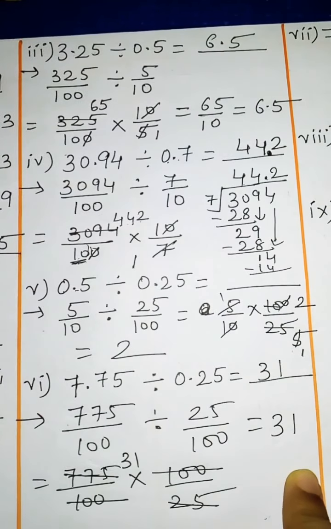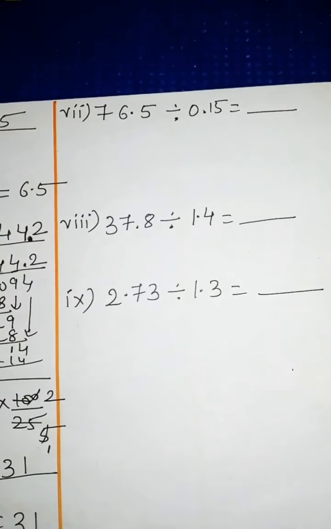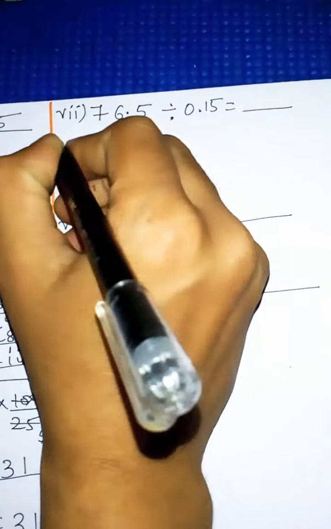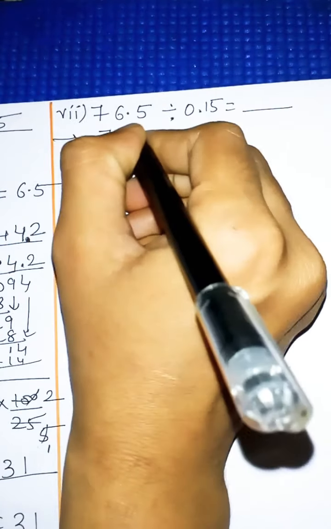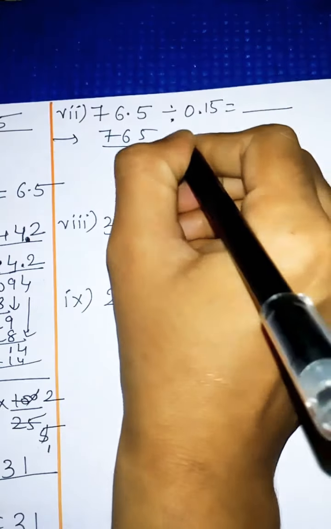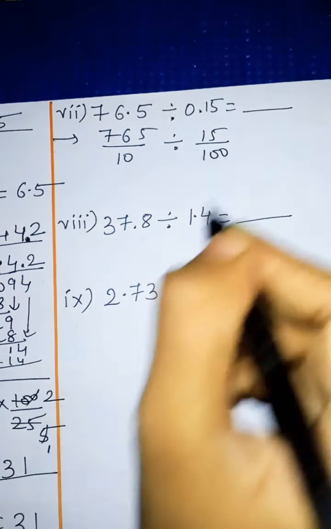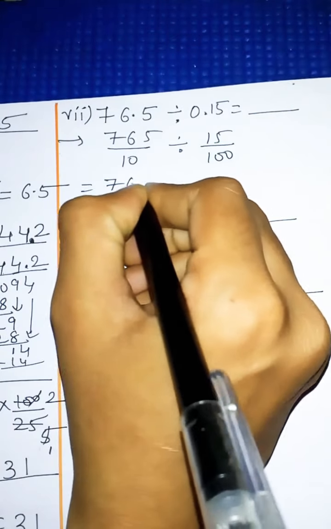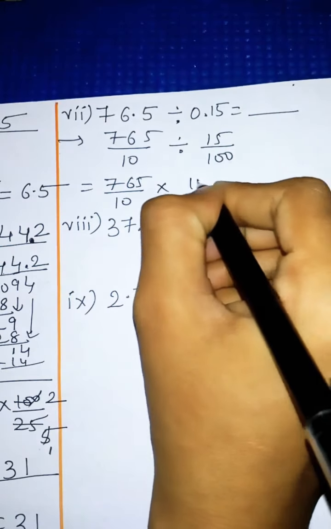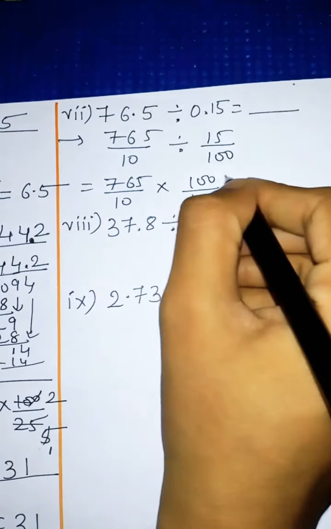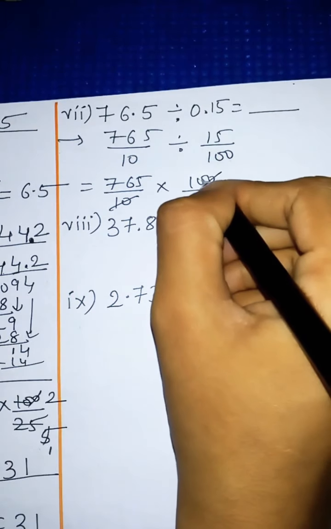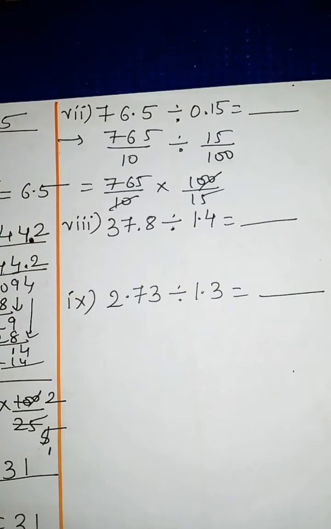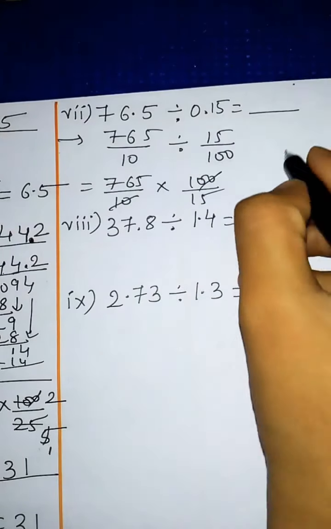Now moving ahead with the seventh one. The seventh one is 76.5 divided by 0.15. Again 76.5 is there, so we will write 765 upon 10 divided by 15 upon 100. Now in the next step again we will take the reciprocal. So 765 upon 10 will be the same, multiplied by 100 upon 15. So 10 10s are 100, so the 0 cuts. So here 10 is left. Now 765 upon 15 is there. So again we need to cancel carefully. So what is left with us?